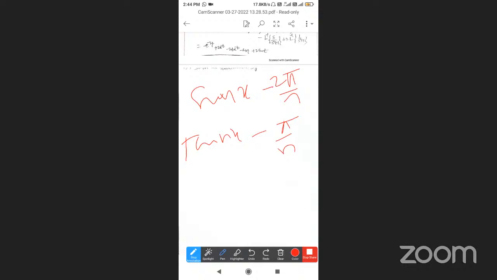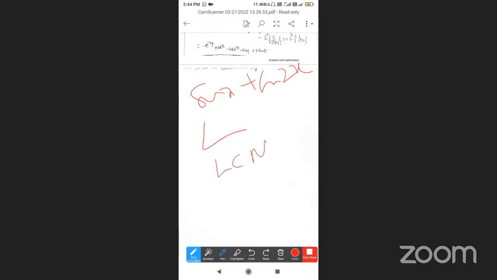The period of a sum of periodic functions is the least common multiple of the periods. For example, sin x + cos 2x has a period defined by the LCM, the least common multiple of the periods of sin x and cos 2x, which is 2π. A constant function has every p as a period: f(x) = c, the constant function is also periodic.